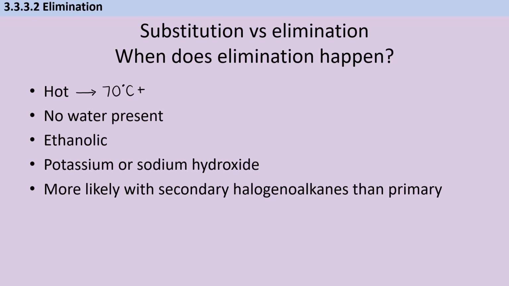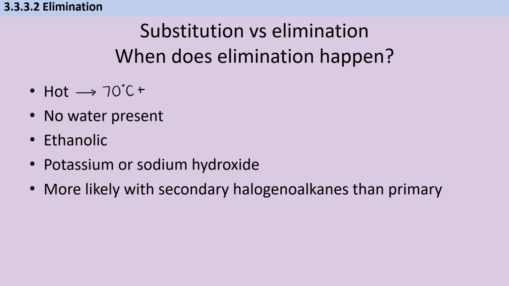So if hydroxide ions can act as a nucleophile and help substitution to happen, or as a base and help elimination to happen, then how can we decide which reaction will take place? Well, there are a couple of things that are different between them. Firstly, the temperature. Nucleophilic substitution is favoured by cooler temperatures, although you do often have to warm the reaction a little bit so that it doesn't go really slowly. But a hot temperature of 70 degrees C or higher is going to favour elimination.